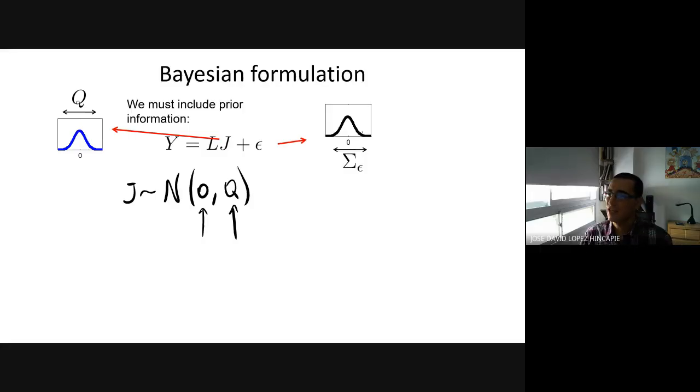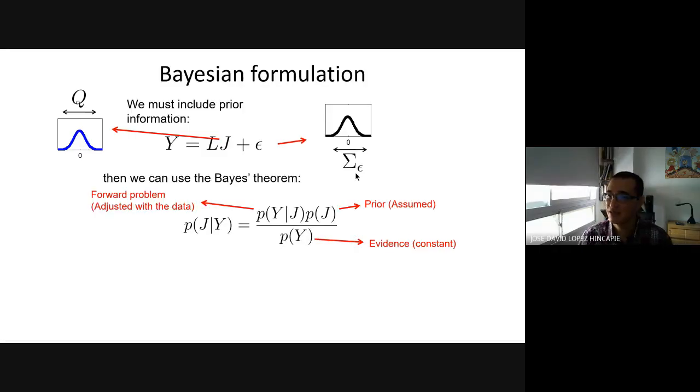And the noise, you will say that in your sensors, because this is sensor noise, in your sensors, zero mean, so the sensor is off unless it is getting information, but that information comes from a sigma epsilon variance, so you have some sensor noise. And with that, we can have a better estimate of the posterior activity given the data. That's what we are looking at in here. And it can be obtained from Bayes' theorem from the activity given the data. So this is the forward problem that we can adjust with the data. Our prior information, which is this Gaussian with zero mean and Q variance, and the evidence.